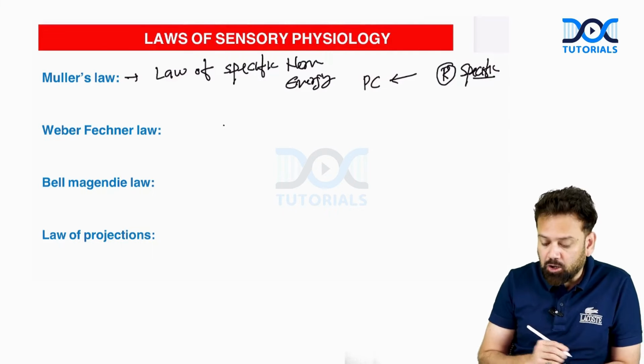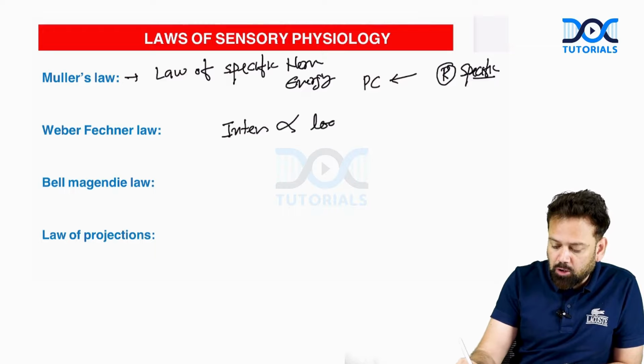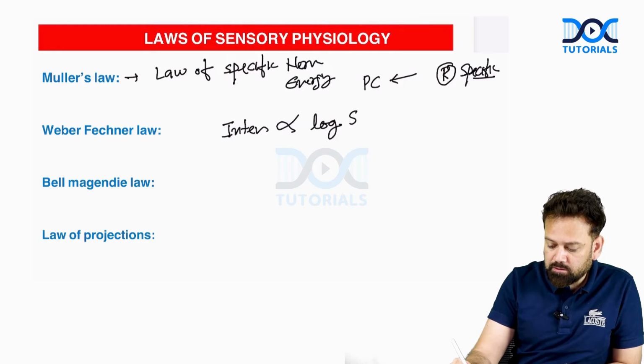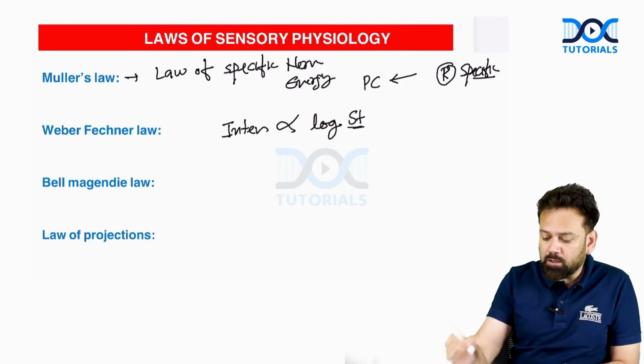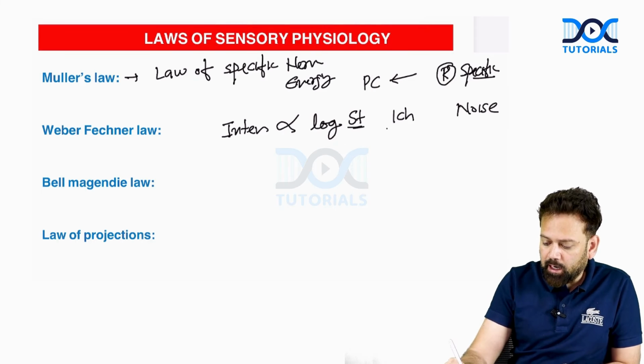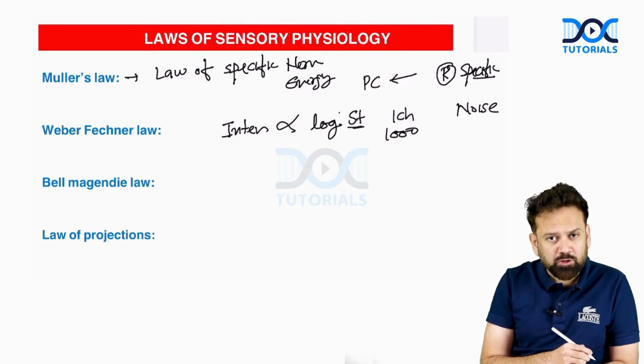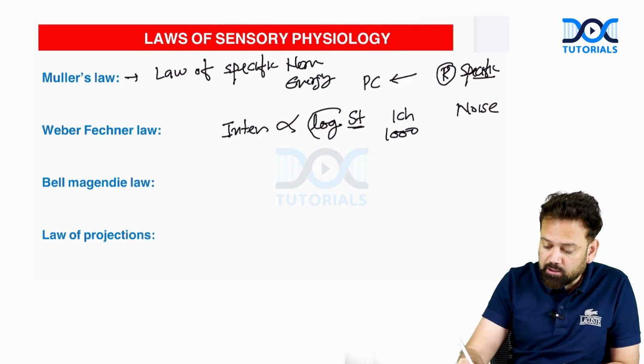What is Weber-Fechner law? The intensity of the stimulus which you perceive is proportional to the log of the stimulus. So for example, one child is crying, there is some noise. Okay, 100 or 1,000 children are crying. Do you think the noise will be 1,000 times? No, log 1,000. So log 1,000 will be 3 times.